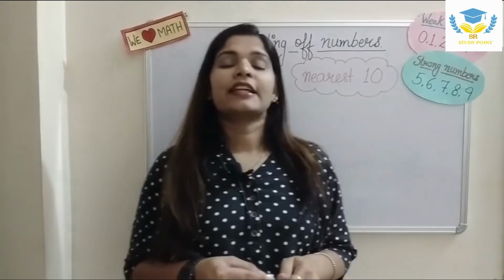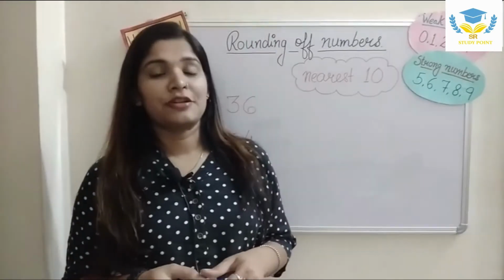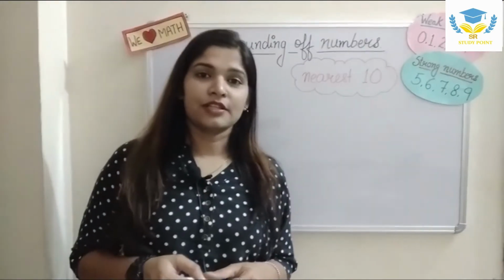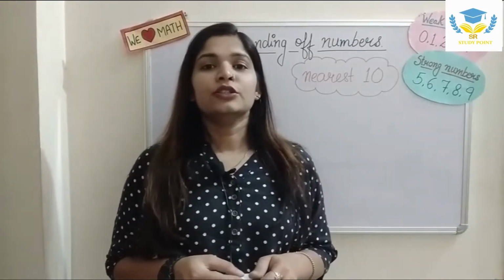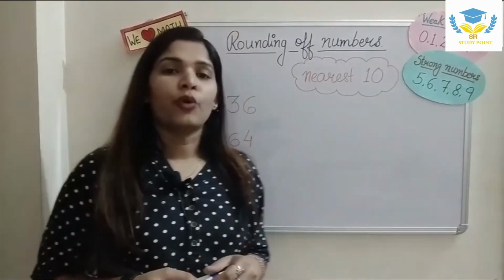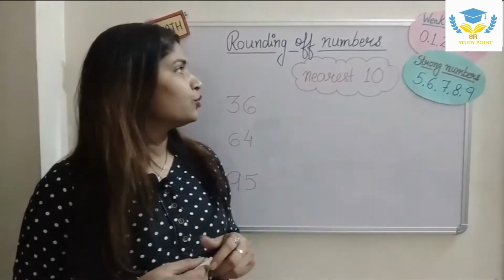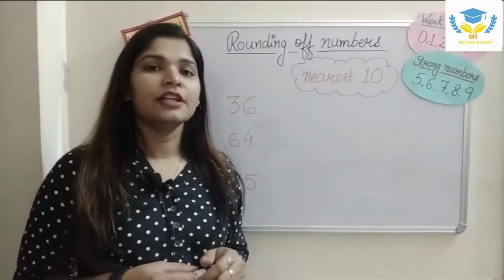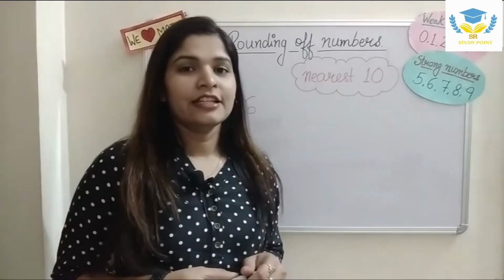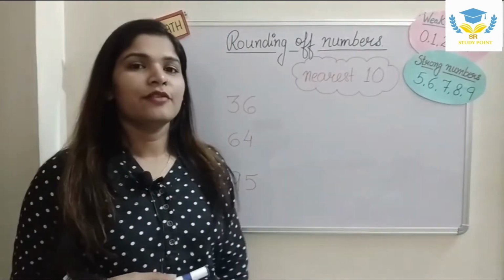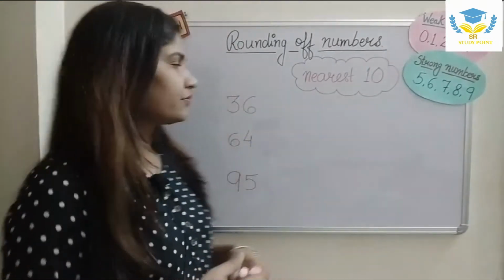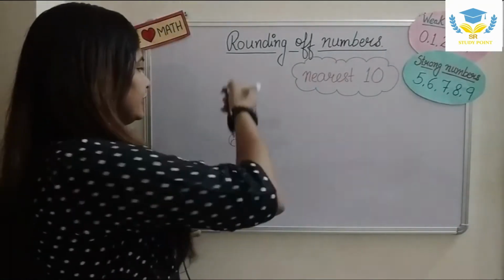Numbers can be rounded off to the nearest 10, nearest 100, nearest 1000, and so on. So today in our video we are going to discuss how to round off a number to the nearest 10. So let us see some values which I have written on the board. I have a number 36.